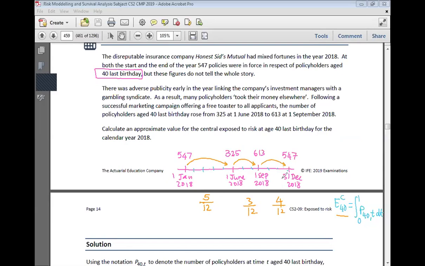Now maybe what you can do is ignore the whole formula that we have studied, and just imagine a trapezium here and try to figure out this value, using this as your base. So the area for this distance will be something like 5 by 12, which is your base, times the number of people you observe here, 547, plus the number of people you observe here, 325, upon 2, right? So this will be your exposed to risk for this point in time. And you can do the similar thing for each of these other 2 as well.